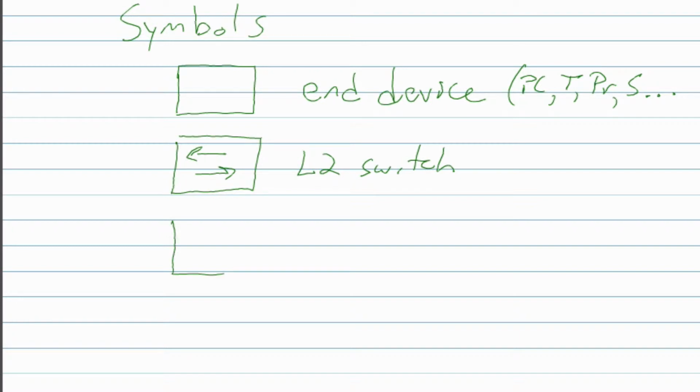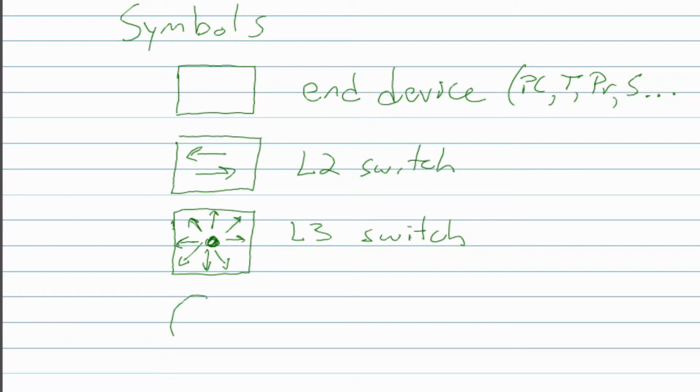For more complex networks, you may want to use a multi-layer switch, which has a somewhat more complex icon and is a very versatile device we'll learn more about later. So we'll label that as a layer 3 switch.